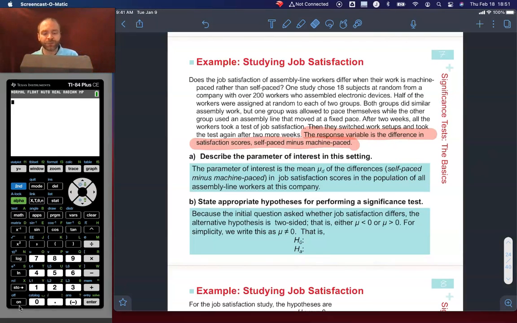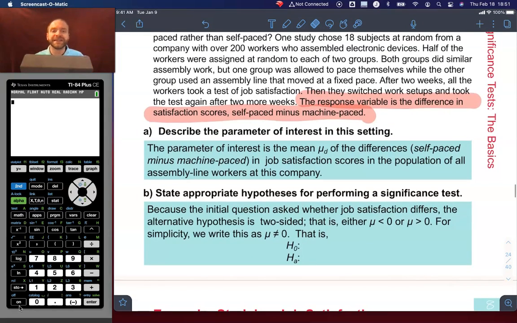So in this case, our parameter of interest is mu sub d, which is the difference, self-paced minus machine-paced. So yeah, we wrote down mu sub d, but you always have to state what order the subtraction is occurring in, job satisfaction scores, and the population of all the assembly line workers in the company.